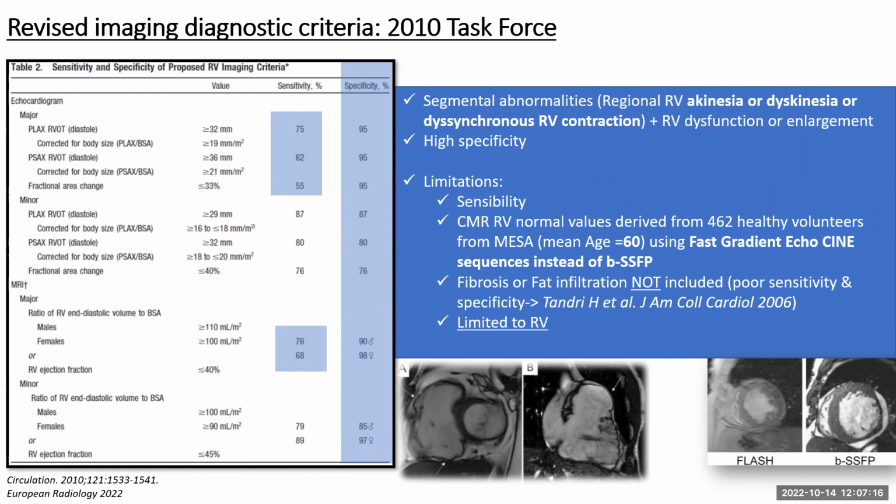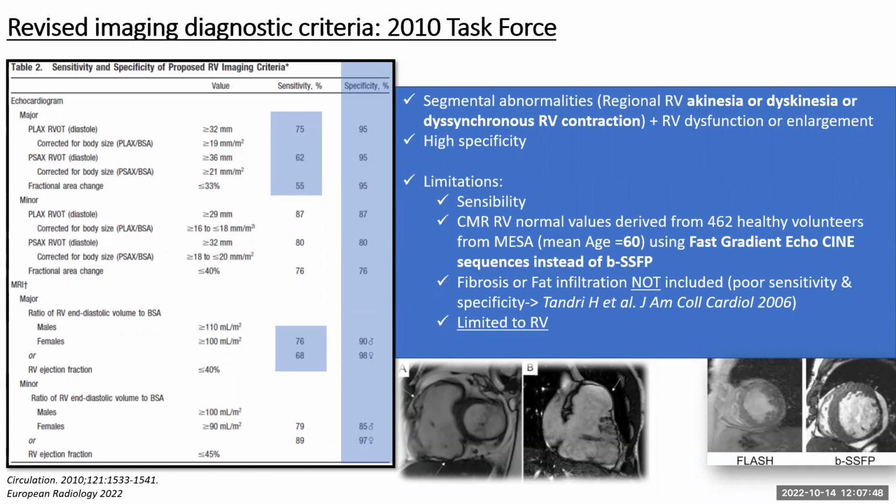Yet, these criteria had, and they still have, because they are probably the most used even nowadays, some important caveats I would like to mention. First, the sensitivity is still suboptimal, and that's concerning because this is a disease we certainly don't want to miss. And second, the CMR reference values for the RV were derived from the MESA cohort volunteers with a mean age of 60 years and using the old fast gradient echo cine sequences that are known to underestimate the volumes due to a lower endocardial to blood pool contrast.